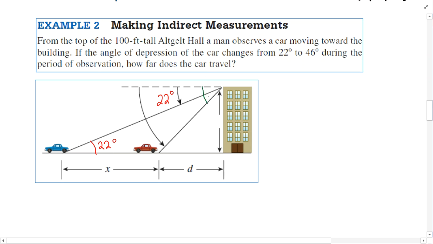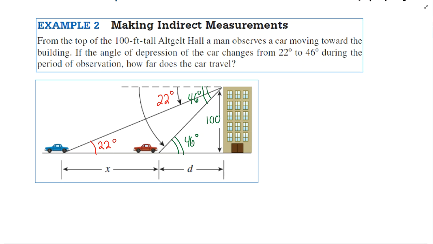Sorry, this line right here would be 46 degrees to this line. And so you do alternate interior angles, and this would be 46 degrees. So the question is looking for the distance x that the car travels between these two spots. And they also tell us one more piece. They tell us that the height of the building is 100 feet.